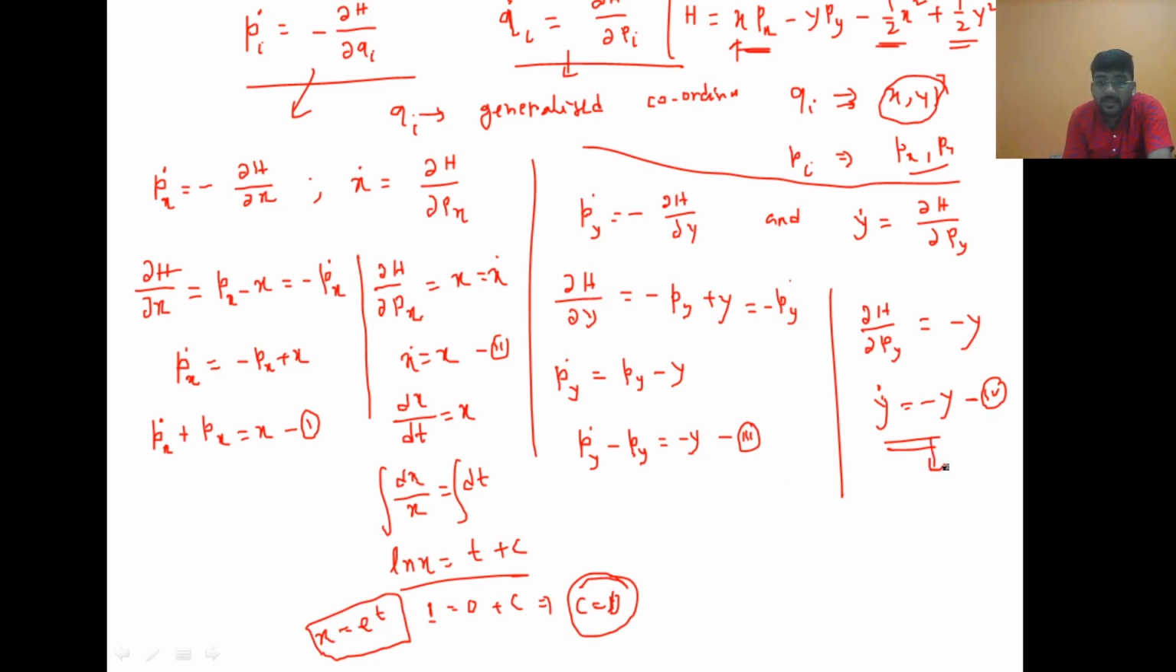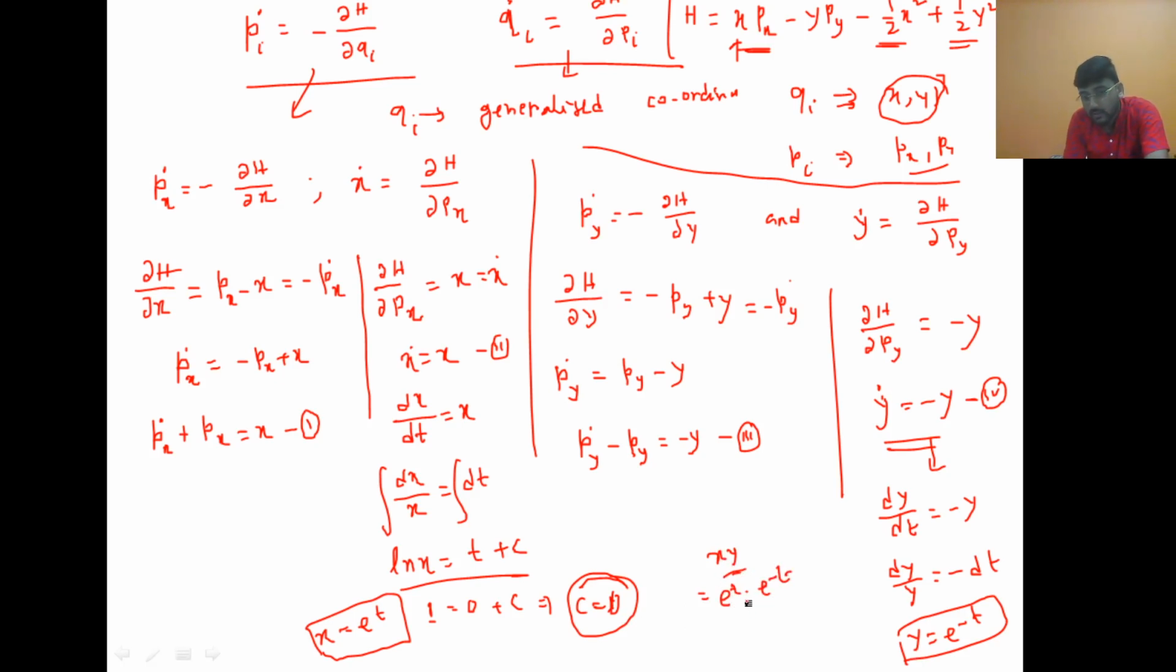Similarly, from this expression we can get that dy by dt is equal to minus y, that means dy by y is equal to minus dt. So from this expression we can get y is equal to e to the power minus t. If we use the same boundary condition that at t equal to 0, y is equal to 1, so y is equal to e to the power minus t. And if we multiply these two, x and y, we will get e to the power t into e to the power minus t.